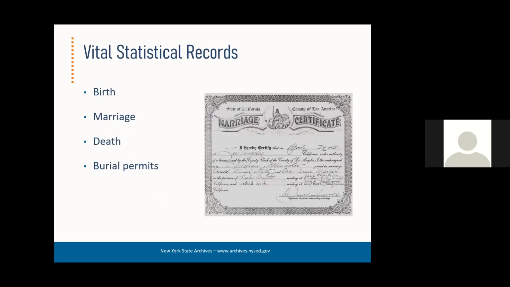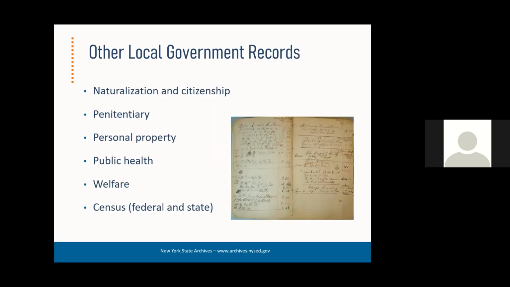And of course, our vital statistics records. We know that those are important, right? The birth, marriage, death records, burial permits, examples. We know that those need to be kept. We know people are interested in them as well, particularly genealogists. And then there's other local government records that we have examples of. Naturalization and citizenship records. People are always interested in those. And sometimes those are held at the local level.